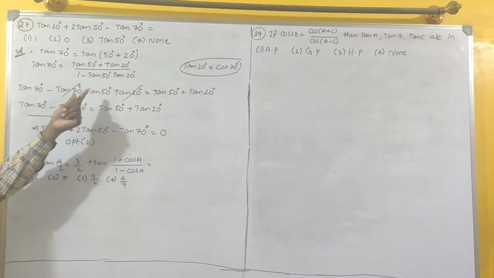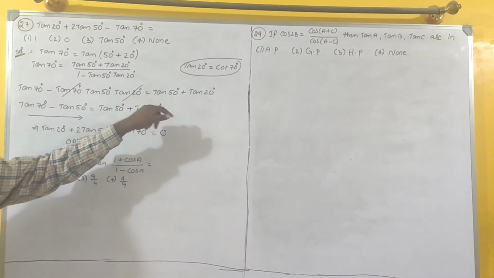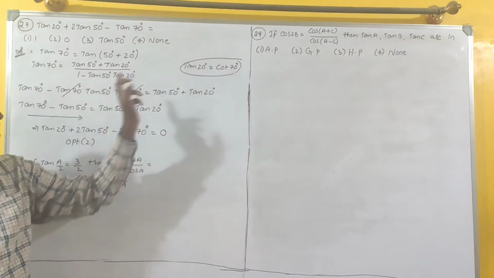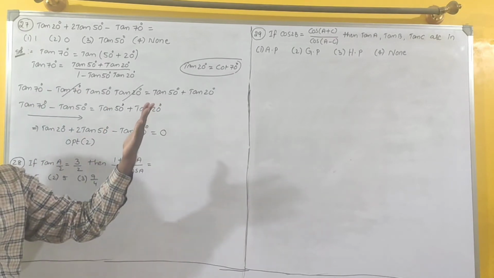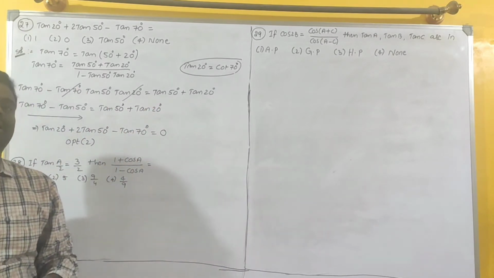Did you understand why these two cancel? Tan 20 can be written as cot 70. Cot and tan are reciprocal to each other. Cot can be written as 1 by tan. That's why tan and tan get cancelled.